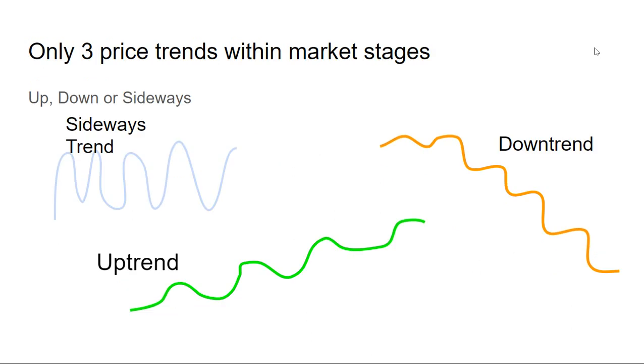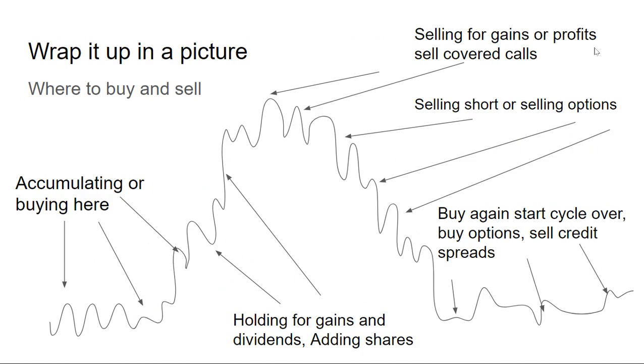There's really only 3 price trends within these market stages. The stock can go sideways, be in an uptrend, or it can be in a downtrend. This is just kind of a quick picture of maybe what you can do within these different stages, kind of where to buy and sell. You know, where you could buy, you could hold for gains, sell for profits. You can start selling options at different levels. And then, of course, if the cycle starts over, then you can adjust your strategies for the different trends and different cycles.